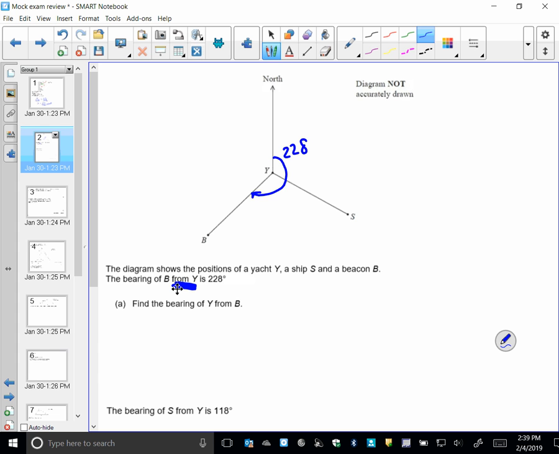Now, we're probably going to be doing something else in a second, but let's just leave that for now, because that's the only information they've told us. They've asked us to find the bearing of Y from B. So that means that we need to find the bearing to get from B to Y. So what do we do? We sketch a north line at B. It's a little sketch.